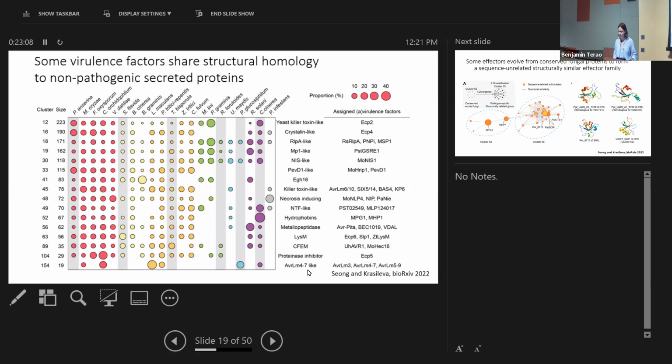They do include representatives of known effectors, so known virulence factors. What this told us is that most likely a lot of effectors are not generated de novo from the genomes, right? They are actually derived from secreted proteins in non-pathogenic species.